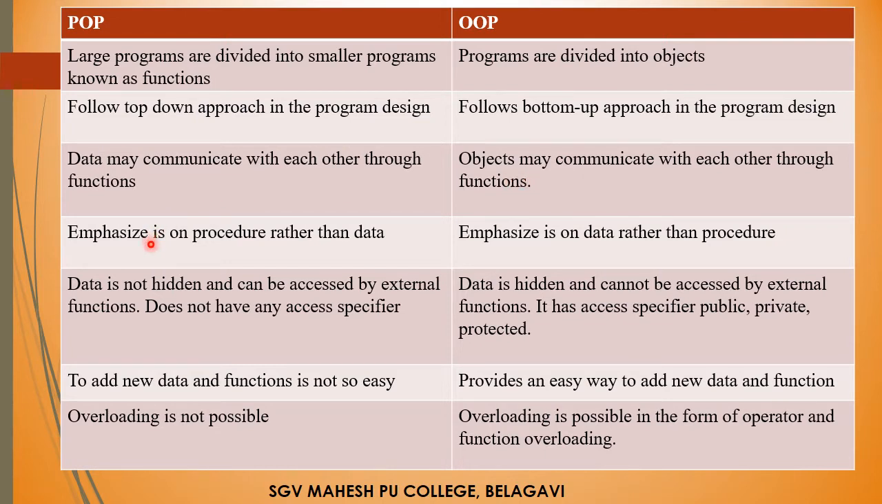Now in procedure oriented, we concentrate more on procedure rather than data. But if you go for object oriented, you emphasize more on data rather than procedure. In procedure oriented programming, data is not hidden, because we don't have any kind of access specifiers here, but it is more secure when we go for object oriented, because we have access specifiers which are private, public and protected. With the help of these access specifiers, we can secure our data in object oriented programming.